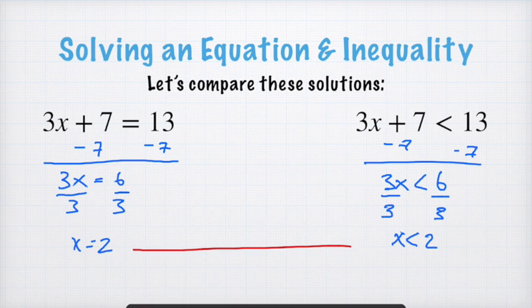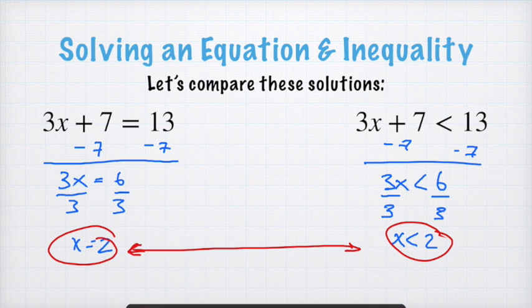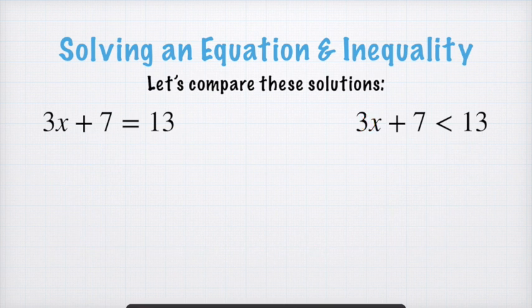You notice that these two have different meanings. So x is equal to 2, meaning that x is always equal to 2. Whereas this statement is saying that as long as x is less than 2, you can plug it in, and that statement will still be true. So if you were to plug in a 0 here, you'd get 3 times 0, which would be 0. 0 plus 7 is 7. 7 is less than 13, so that's an okay statement. That's true. So we have more answers that we can plug into our solutions, and that's kind of a cool little thing about these.